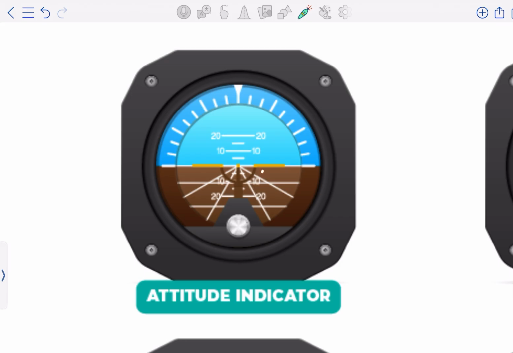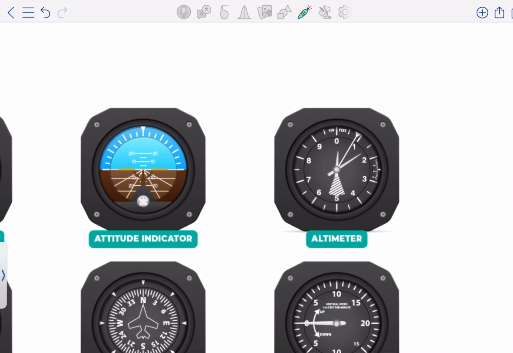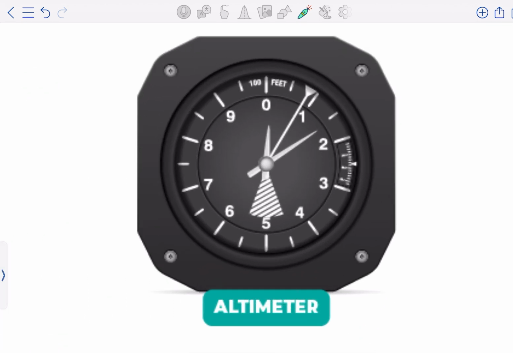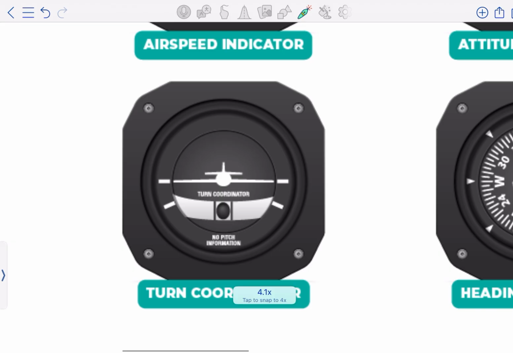This yellow line you can see, right? When the nose is up, it shows more of the blue and less of the ground, and when the nose is down it shows more of the brown, or ground, and less of the blue. And it also shows us the bank angle of the aircraft. Next is the altimeter. We know that the altimeter indicates the altitude of the aircraft, or the height of the aircraft above any specified point. Next is the turn coordinator.